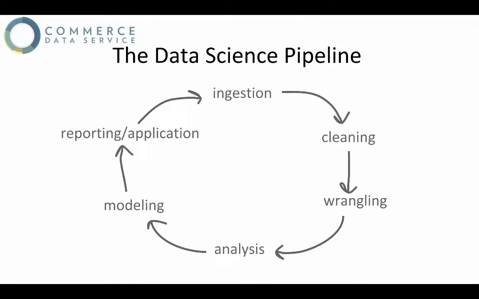So the data science pipeline, more of a cycle, begins with the ingestion phase, cleaning your data, wrangling it, getting it in the right shape, doing analysis, modeling your data, and then developing reports or applications, and then closing that loop so that the last step results in more data that can be ingested.